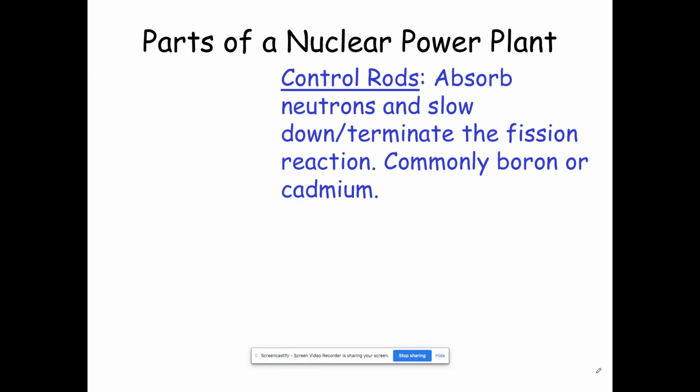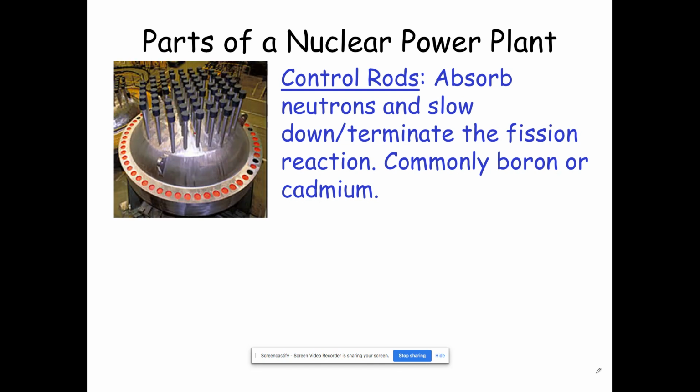Control rods, as their name describes, they're going to help control the reaction. Again, they are also going to absorb neutrons. They might slow down the reaction or stop it altogether. So some common control rods are boron, elemental boron, or cadmium.